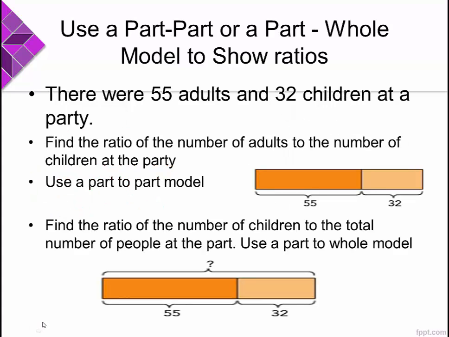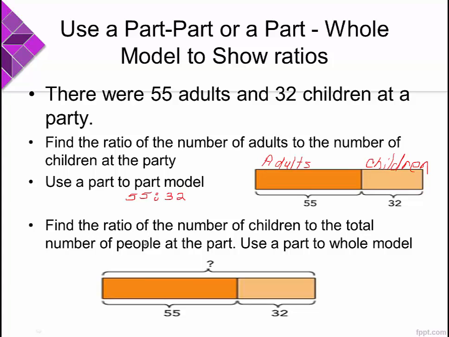Let's use a part-to-part model or a part-to-whole model to show ratios. There were 55 adults and 32 children at a party. Let's find the ratio of the number of adults to the number of children at the party. We're going to use a part-to-part model. We have 55, here are adults, and 32 children, so here are the children. I can write this part-to-part as 55 to 32.